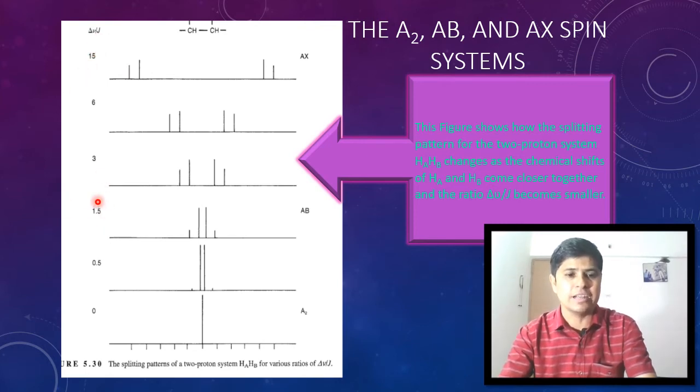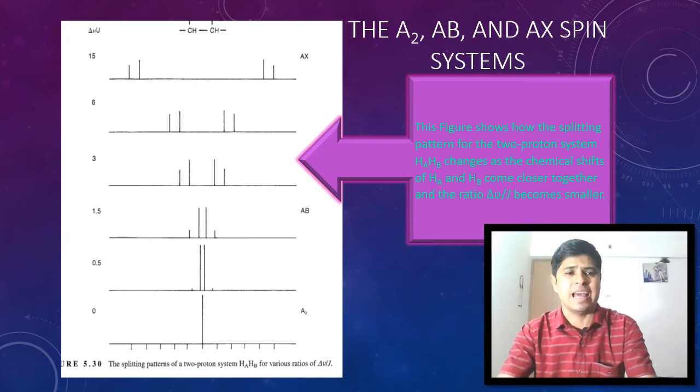hertz, or that 3 hertz will get converted to 0 hertz, and at that time AX spin system will get converted to A2 spin system. So when the ratio delta nu by J is around 10 to 15 hertz, greater than 6 hertz, we will have AX spin system. And when the ratio delta nu by J is from 0.5 to 6 hertz, at that time we will have a condition like AB spin system. And when that ratio is around 0 hertz, at that time we will have A2 spin system. Okay, so we have understood what is meant by A2 spin system, AB spin system, and AX spin system.